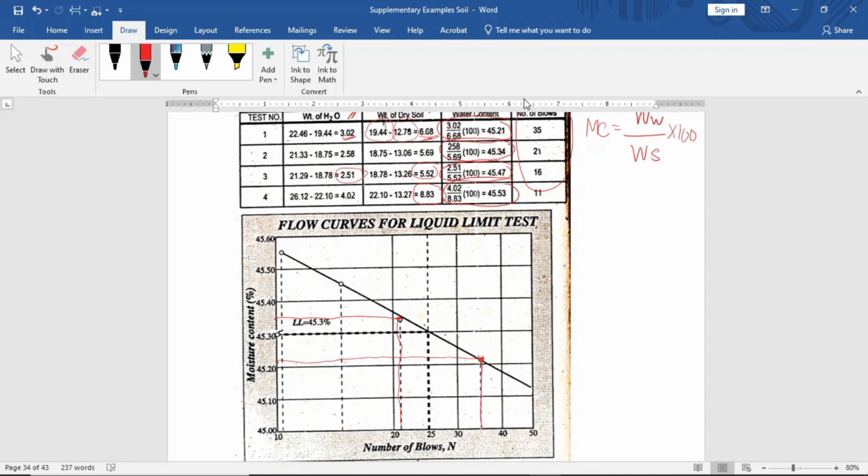Tapos, sunod naman is yung 16. 16 blows. So, dito, 10, palitan ng 10 tsaka 20. Hanapin lang natin. Yan. Tapos, 45.47. So, between 0.4 and 0.5. Dito yan. Tapos, ang last is 11 blows. So, 10, 20 pa rin. 11. Tapos, yan. Dito yung natin 45.53 na moisture content.